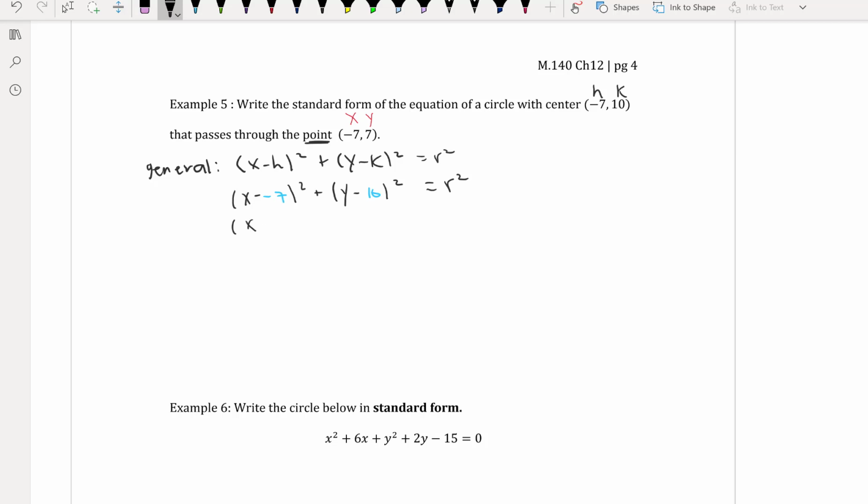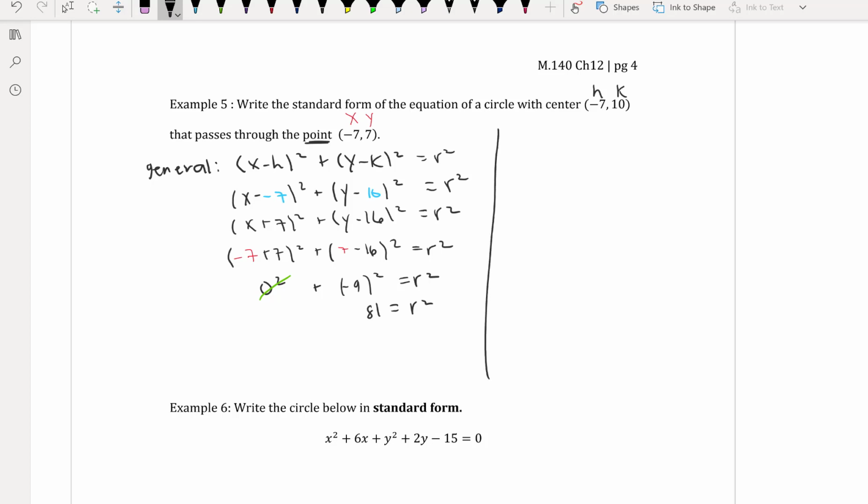So now I really have (x plus 7) squared plus (y minus 10) squared is equal to my radius squared. So now let's plug in my x and y value. The x value that I'm plugging in is negative 7, and the y value that I'm plugging in is 7. So now negative 7 plus 7, well, that's just 0 squared. And here I'm going to have 7 minus 10, which is negative 3 squared, is equal to my radius squared. While 0 times anything is just going to be 0, negative 3 squared is going to be a positive 9. So my r squared is equal to 9.